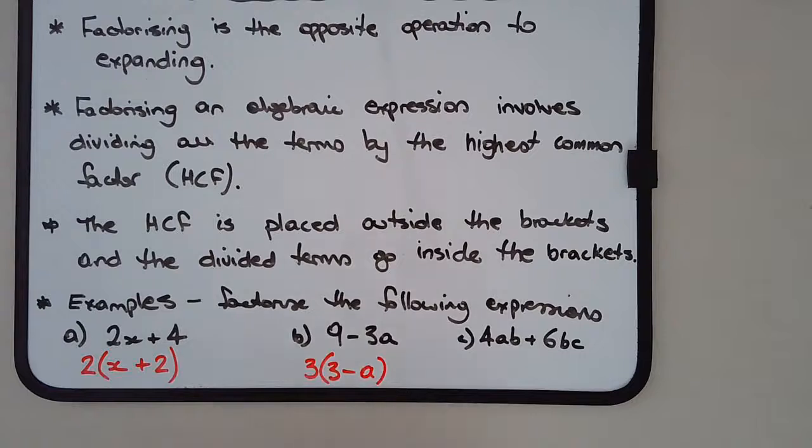Okay, to check, make sure, again, you got that right. 3 times 3 gives you 9. 3 times negative a, okay, so 3 times negative a gives you negative 3a. Again, good to go there. All right, they're both right.